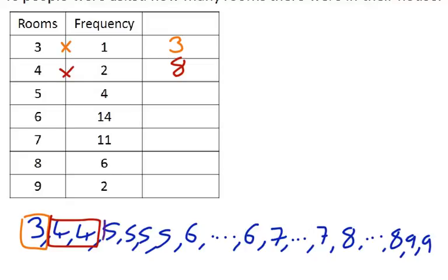The total of all the 5s, we have 4 5s, so it's 5 plus 5 plus 5 plus 5, or 5 times 4, which gives us 20. We carry on in this way, each time multiplying the data by its frequency, and fill in a third extra column with these values.